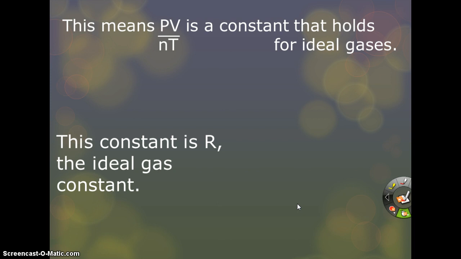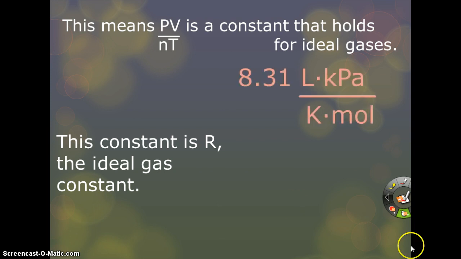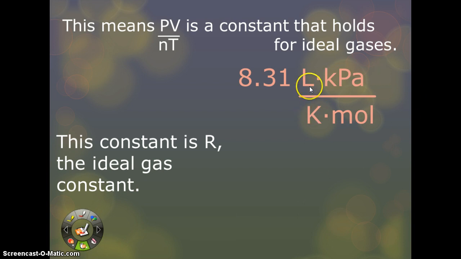There are two ways of writing this ideal gas constant. The first one is 8.31, and the unit is liter kilopascal over Kelvin mole. So this is the volume, this is the pressure, N is the number of moles, T is the temperature. This is the unit for your ideal gas constant. It's coming from these four variables: pressure, volume, number of moles, temperature. These four things come together to make this one derived unit.